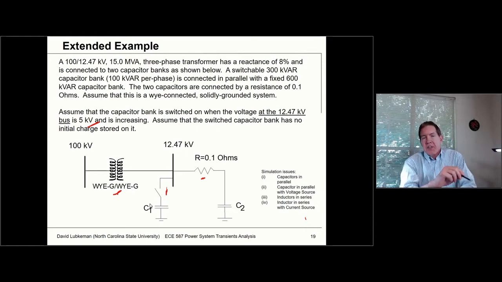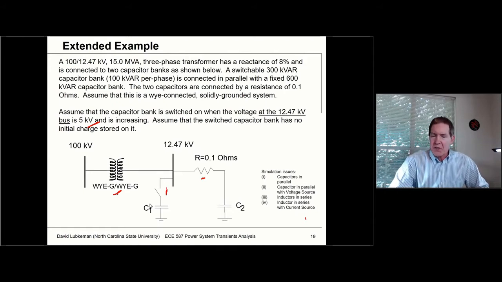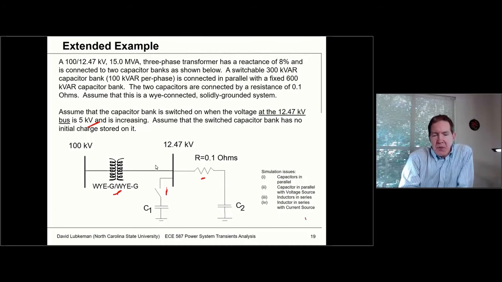So anyway, what we need to do is we need to figure out how to model something like this in EMTP. And when we do simulations, what we'll see is there are situations where we might want to put capacitors in parallel with a voltage source. Maybe we put inductors in series, or we put inductors in series with current sources. And when this happens, we just have to be really, really careful, because let's suppose I'm switching this in when the voltage at this particular bus is 5 kV, well, that means we have 5 kV across this capacitor as well, right?